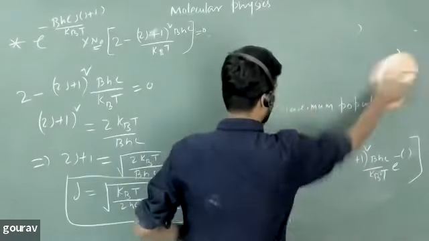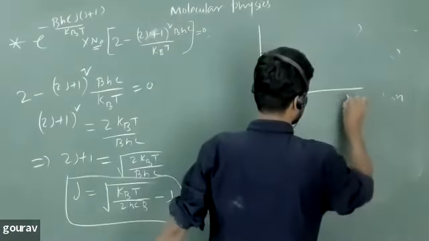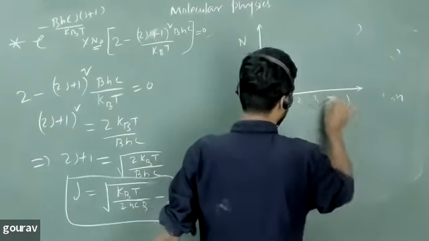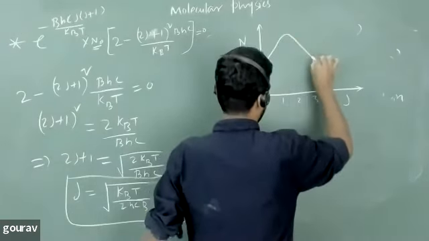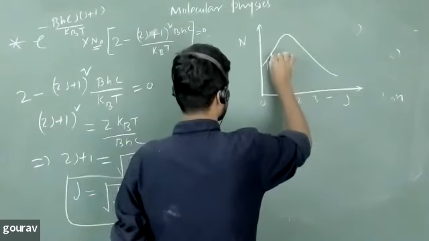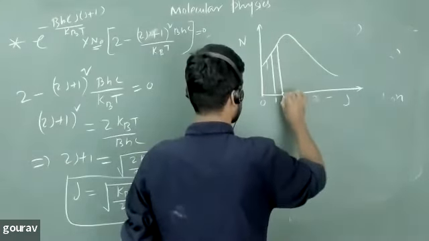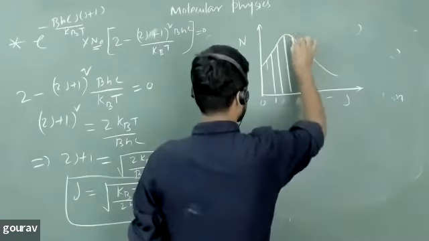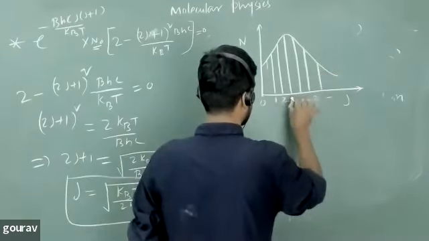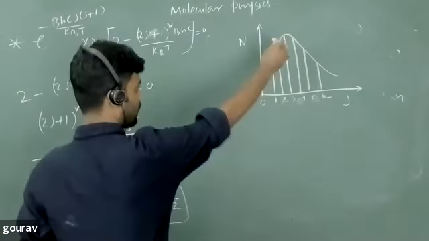Now, so how that plot will be looking like now? This side you have n, this side j, 0, 1, 2, 3, and so on. So it will look like this kind of plot. So the spectrum line will be six.